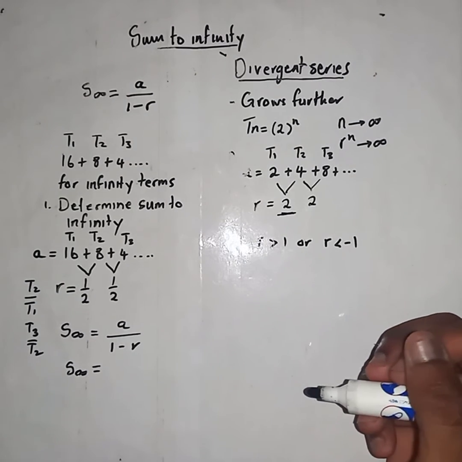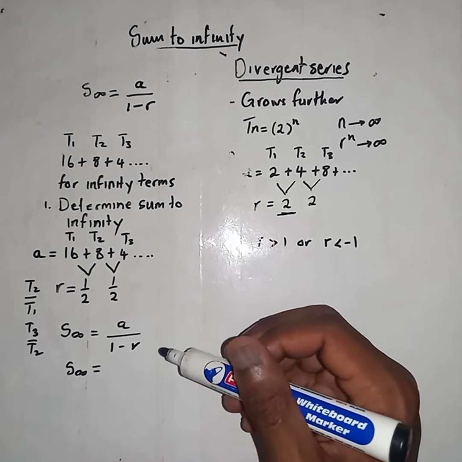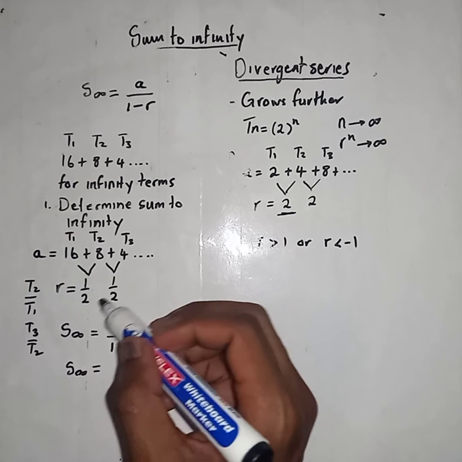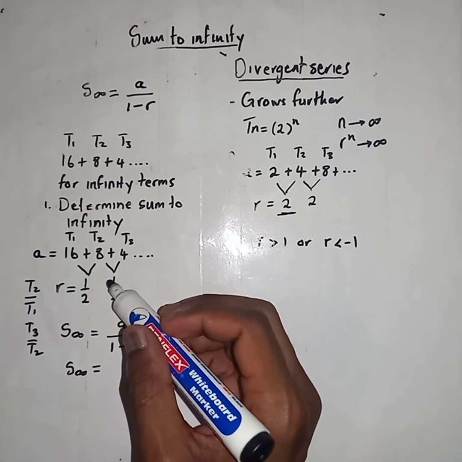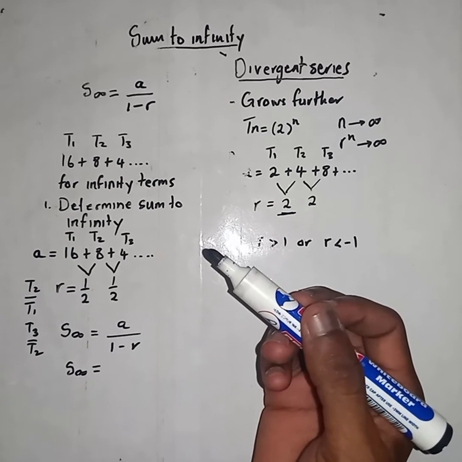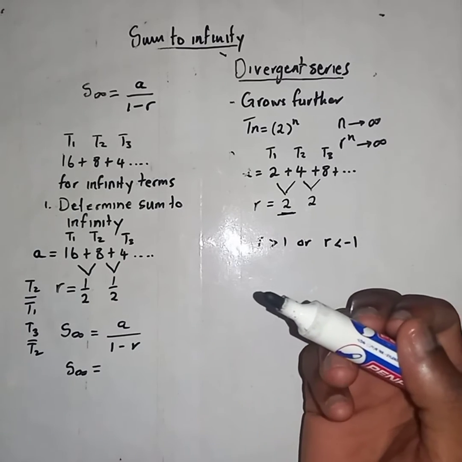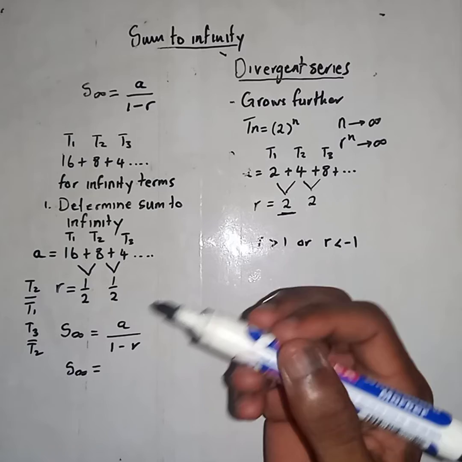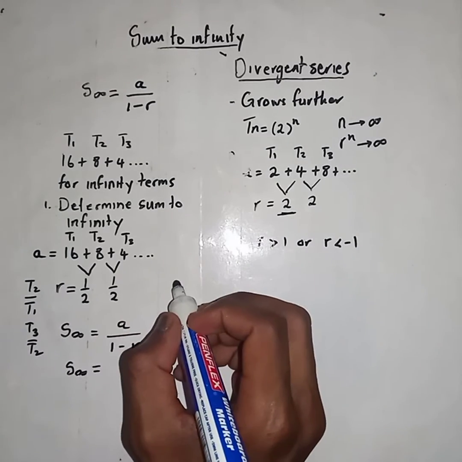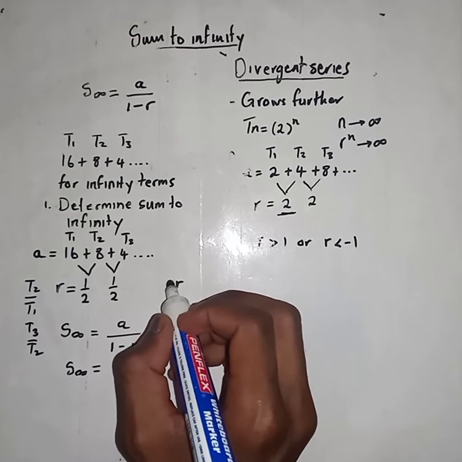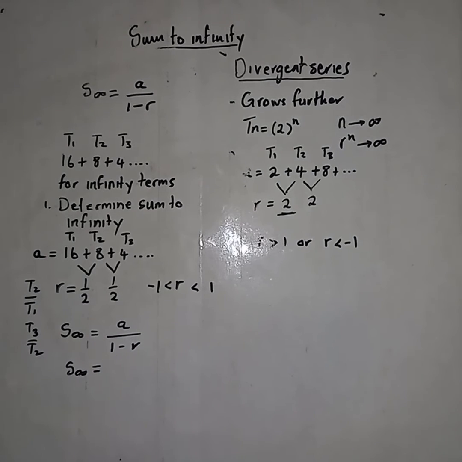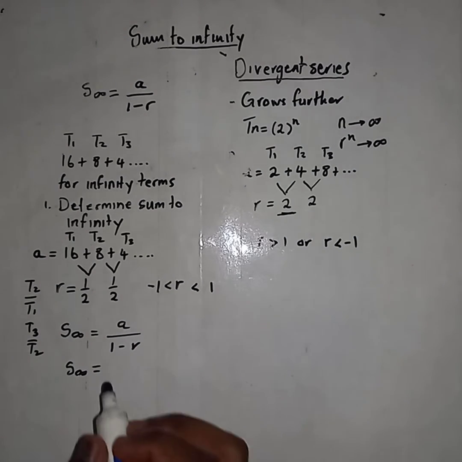Can then do what? Substitute. Or before I can even continue, by looking at the value of r, is this a divergent or a convergent series? Clearly it is what? Convergent. Why? Because the value of r is between -1 and 1. And now let us continue.